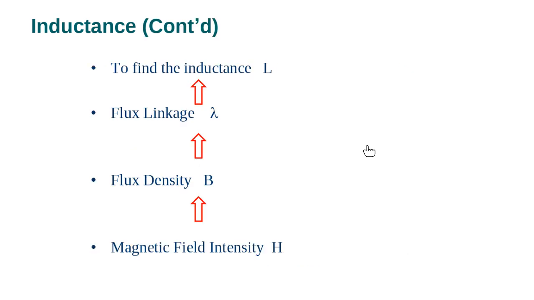To find the inductance, you first need to find the magnetic field intensity, H. Then you will find the magnetic flux. Please read the textbook on how to find the inductance. So we start with magnetic field intensity, then we find the magnetic flux density, B. From B, we find the flux linkage, lambda. Then we find the inductance. So when we talk about flux linkages, we talk about inductance. And we will, inshallah, come to this one.